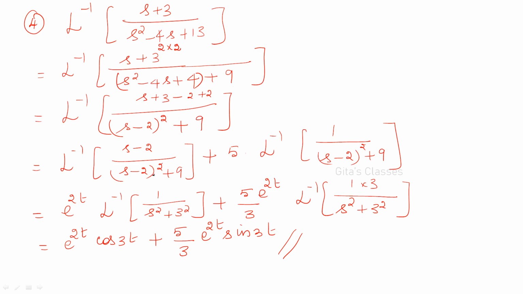So again s plus a or s minus a form, first shifting theorem. So e power 2t you have to take outside and replace s minus 2 by s. So s divided by s squared plus 3 squared, plus 5 into e power 2t into, now I want 3 squared here. So 3 squared means 3 should be there in the numerator. So I am multiplying and dividing it by 3. Therefore e power 2t into s by s squared plus 3 squared is cos 3t. L inverse of 3 by s squared plus 3 squared is sin 3t.